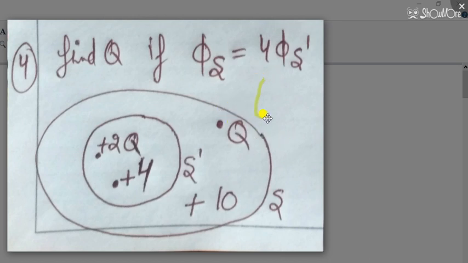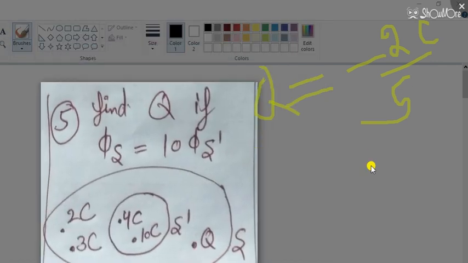So at last I am repeating the answer. Q is equal to minus 2 by 5 will be there. This is the answer, minus 2 by 5 coulomb. And now moving to the next question and last one.